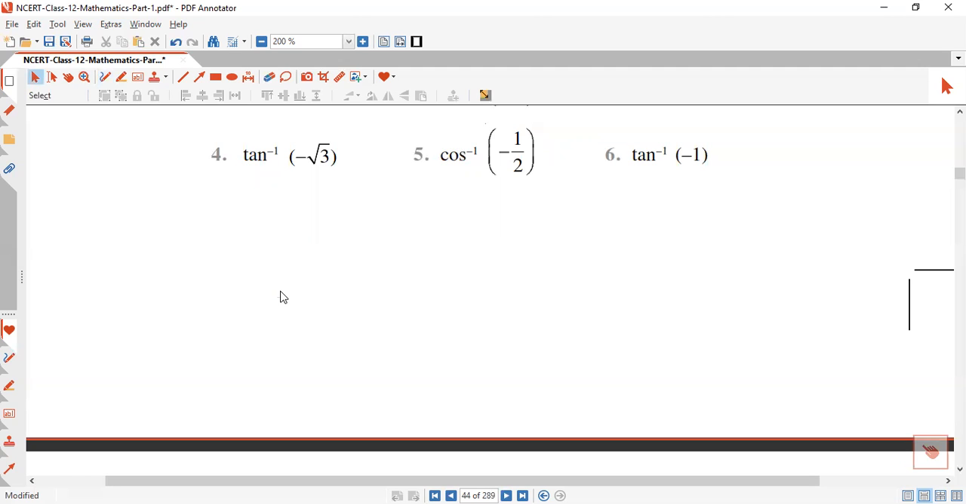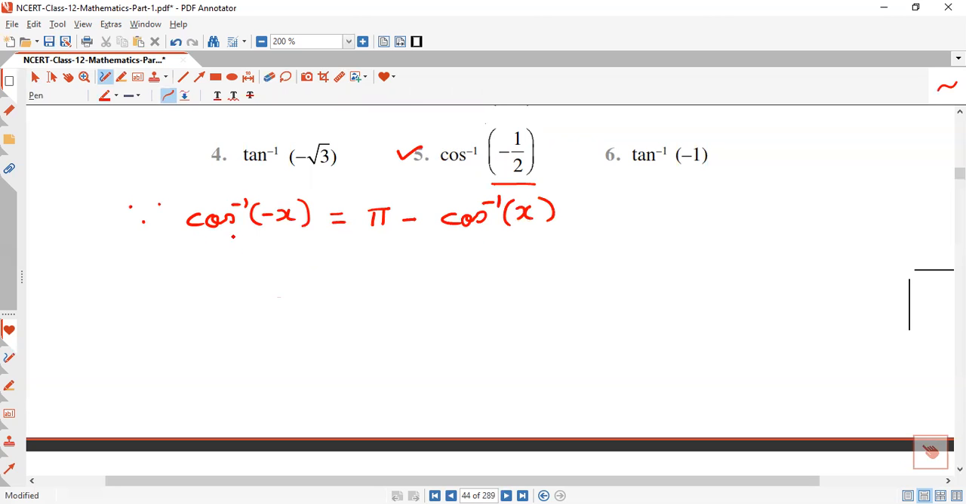Now I want to find out the principal value for this function, cos inverse minus half. So first of all, I will try to remove this negative sign present here. Since we know cos inverse minus x is a different function: pi minus cos inverse x.